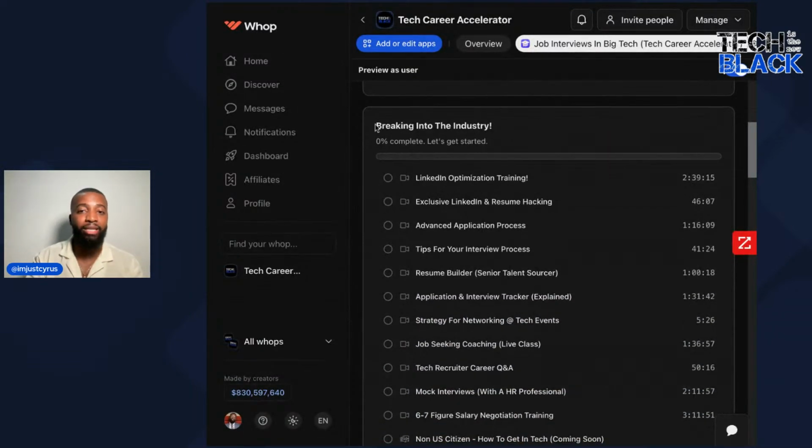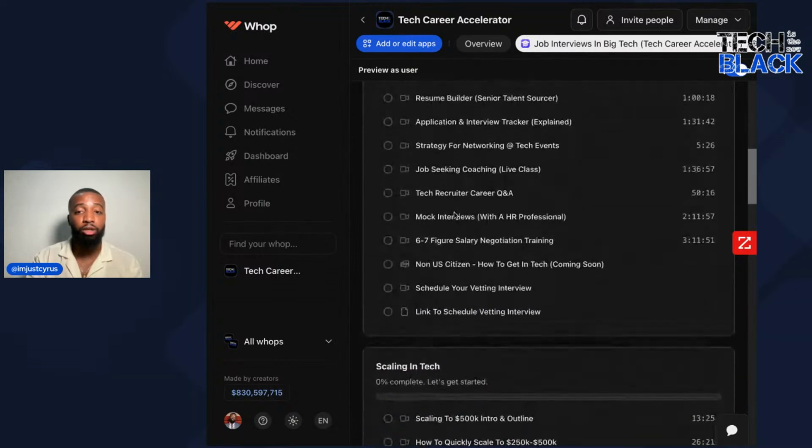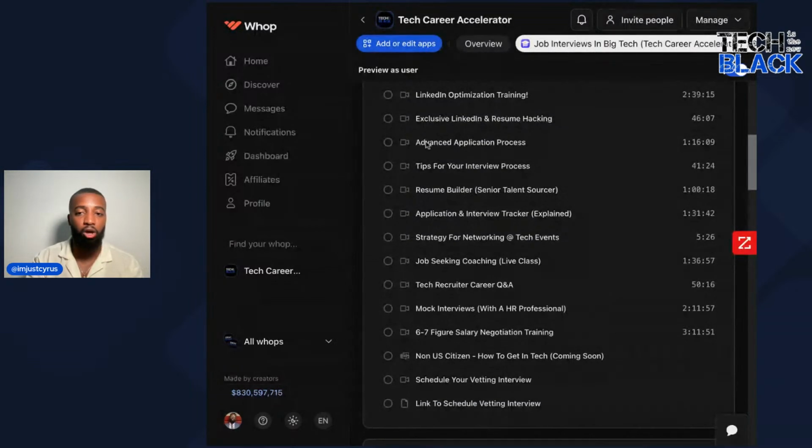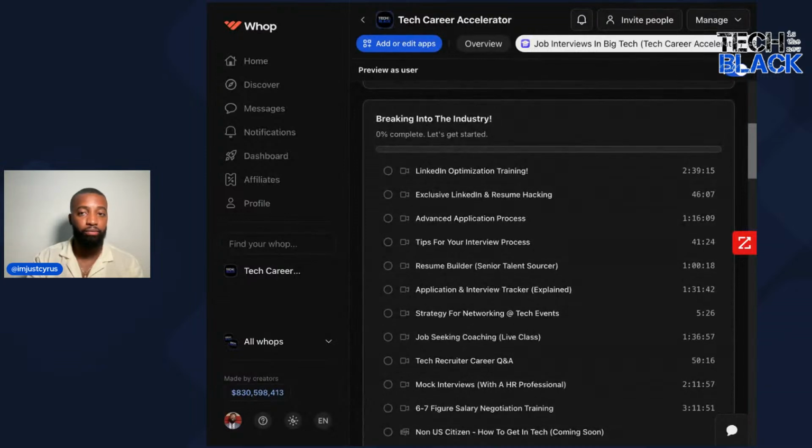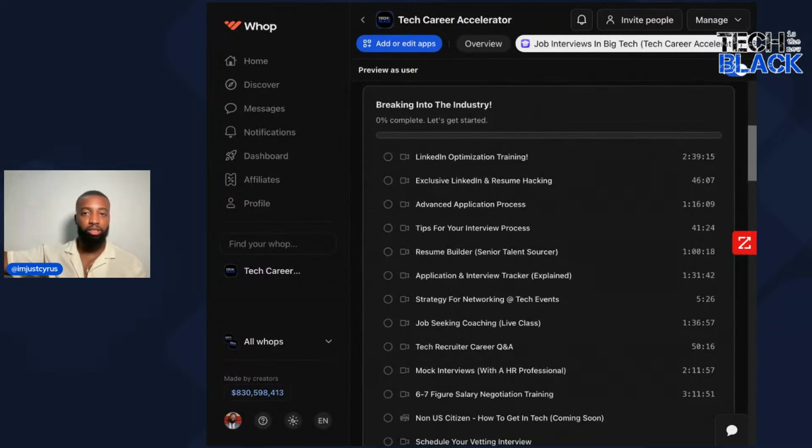LinkedIn. So now we get into the chapter, which is breaking into the industry. This chapter alone is more than enough sauce to get in the industry. And again, this is with the Tech Career Accelerator. So for those of y'all who already went to college for tech, done a quality boot camp, or you have a lot of experience in the industry, this is the sauce that you missing.